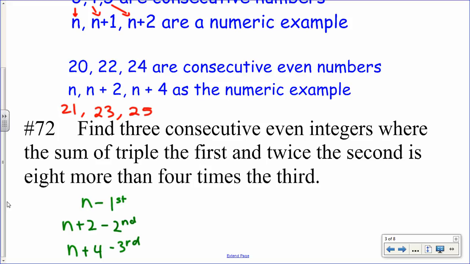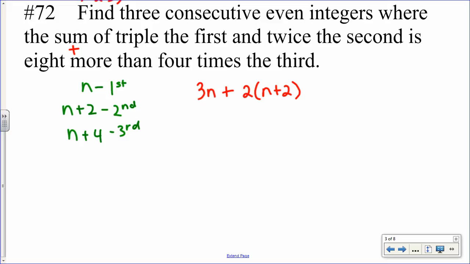Okay, where the sum, so 3 even integers, where the sum, so I'm going to be adding, of triple the first. So the first even integer is n, so triple the first would be 3n, and so the sum of triple the first, and so that's where my plus comes in. Twice the second. So the second even integer is n plus 2, and if I'm doing twice, I'm multiplying by 2. Okay, but I gotta be careful here. I want to make sure the whole thing is multiplied by 2. So I have to do parentheses around the n plus 2.